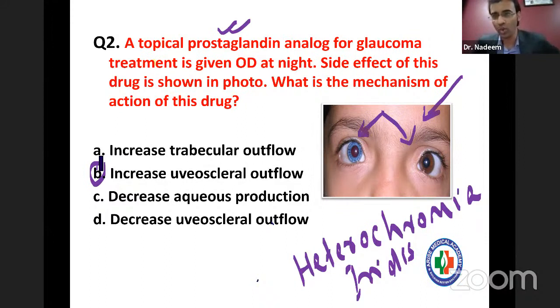Is this clear to all of you? In this way, on the basis of the picture and the clinical presentation, you have to solve the question. You have to recall the mechanism of action of the drug which you are using for your patient. Easy to understand? Fine. We are proceeding to the next question now.